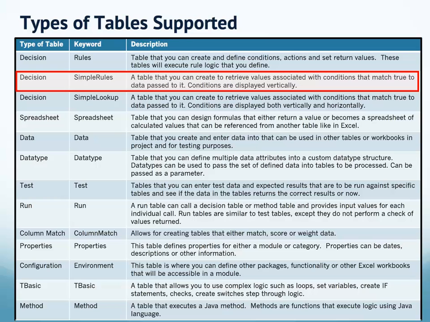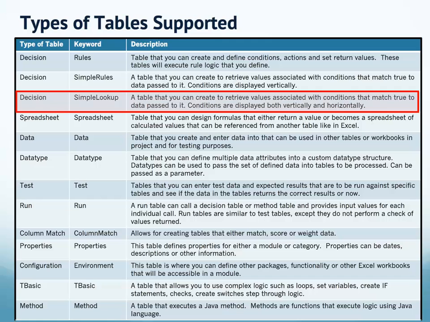Then we have another type of decision table, which is called a SimpleRules table, or the syntax is SimpleRules, and this is actually the most common table created in OpenL. You can create this to retrieve values associated with conditions that match to true against data that's passed into it. So you'll set up your decision table, you'll put conditions in, you'll pass data into it, and when the conditions are met, it will then return a specific value. And we'll talk about that later.